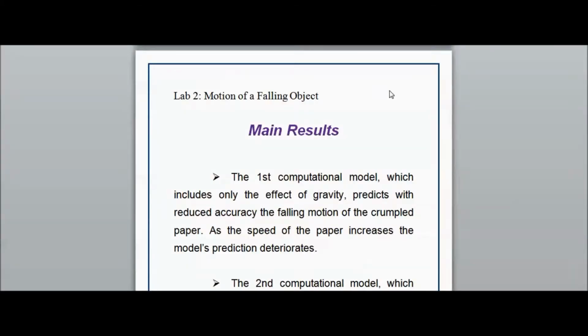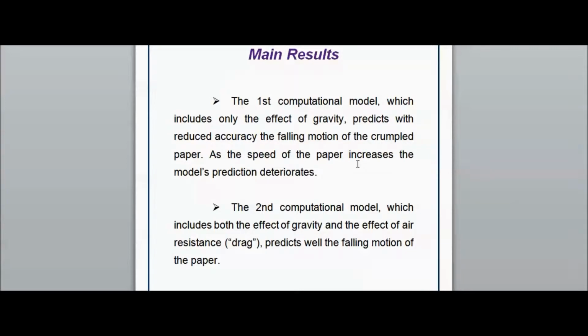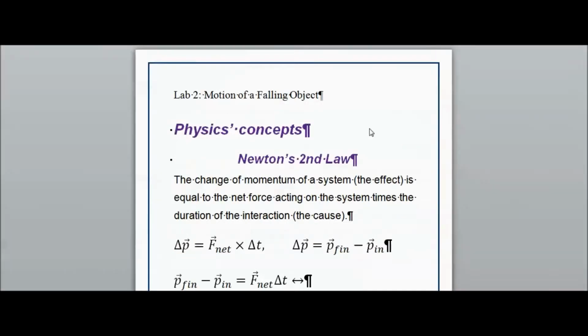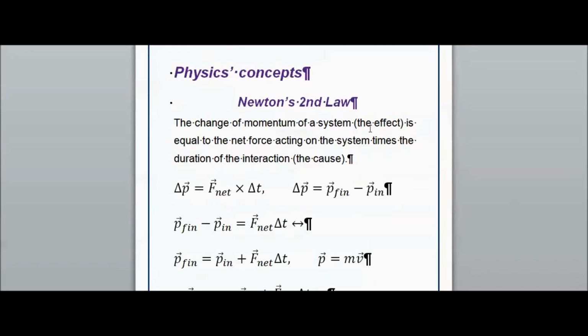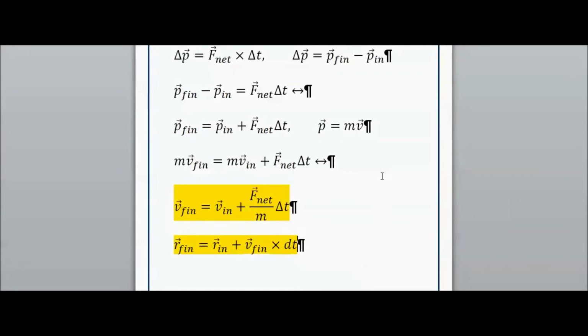According to the results of this lab, the first model, which includes only the effect of gravity, predicts with reduced accuracy the falling motion of the crumpled paper. The second model, which includes both the effect of gravity and the effect of drag, predicts well the falling motion of the paper. Based on Newton's second law, we can predict the final velocity of an object and subsequently the final displacement of that object.